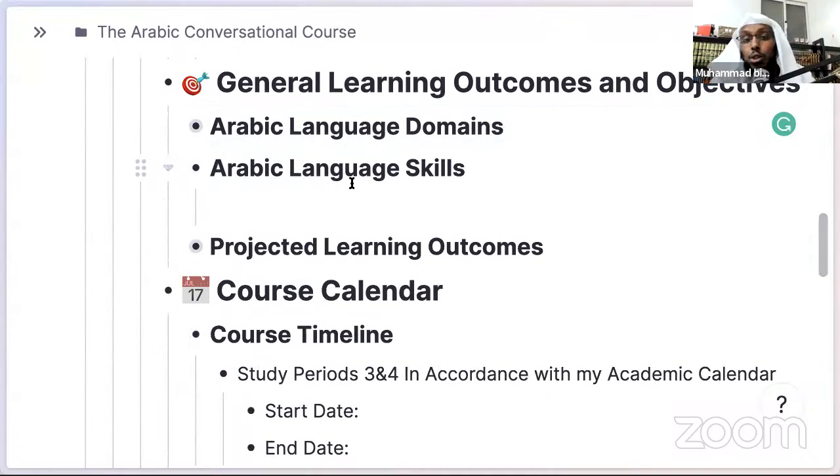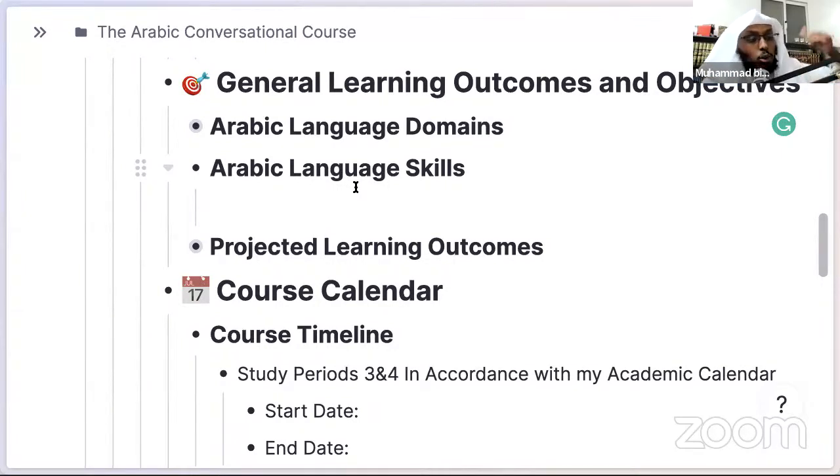Also, when it comes to Arabic language skills, all of you know that the Arabic language skills are just like any other language: reading, listening, speaking, and writing. But when we look at these skills, these are the higher order, high level skills. There are some skills that come underneath, on which these skills are built, which people normally forget about. That's why I call them the forgotten skills.